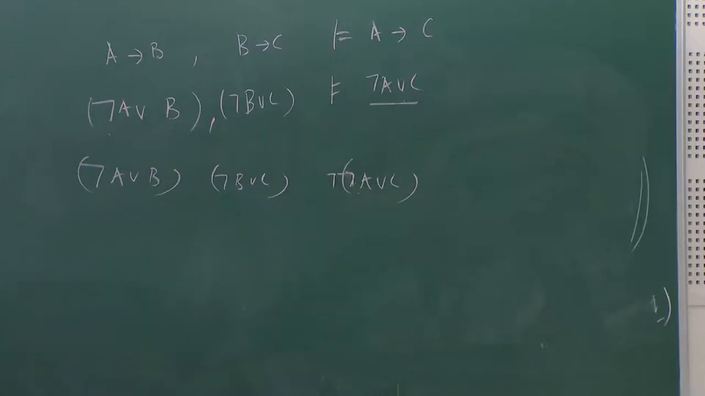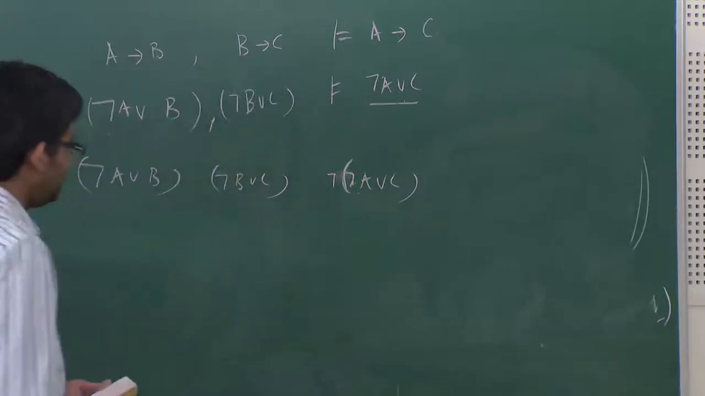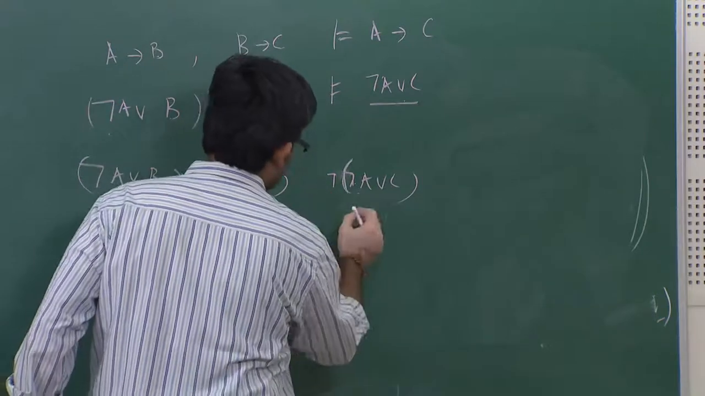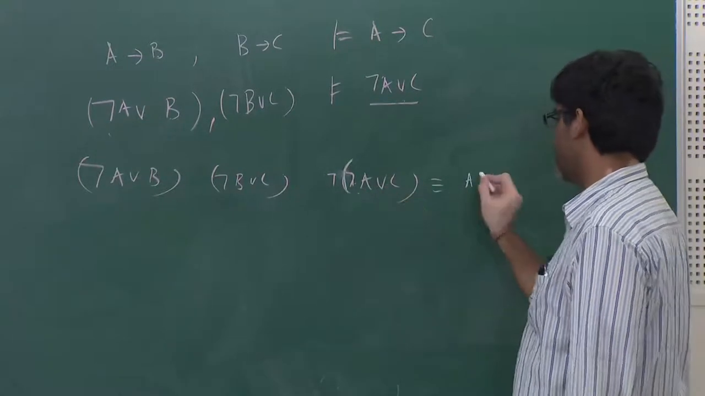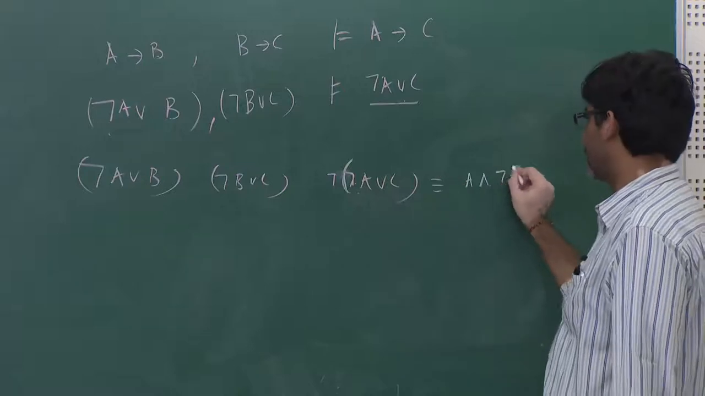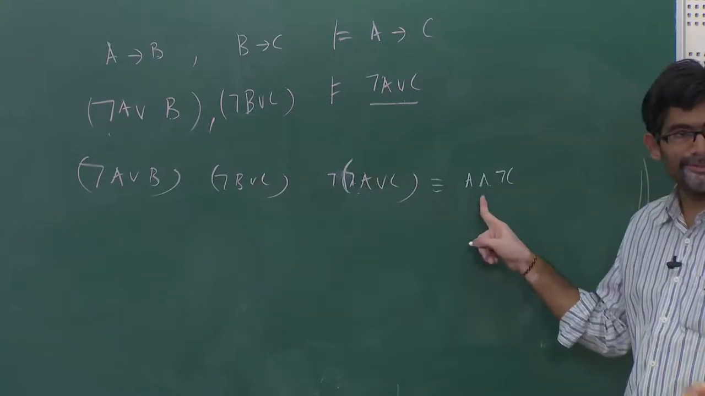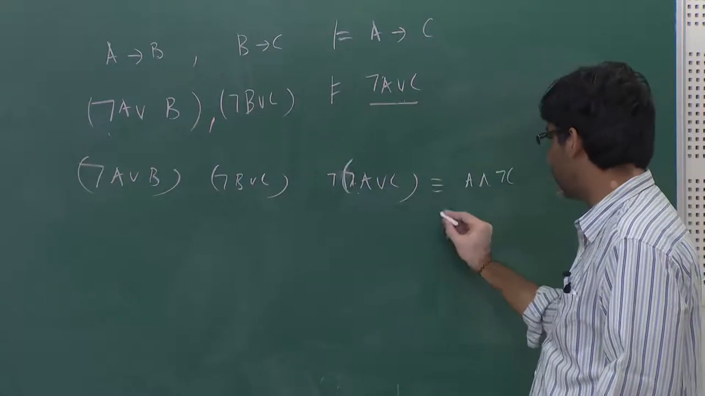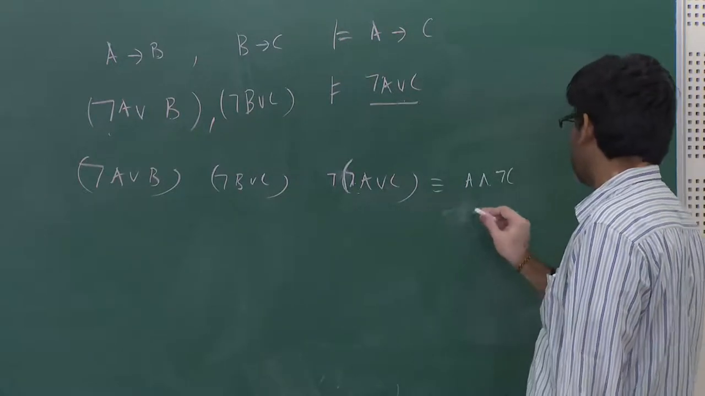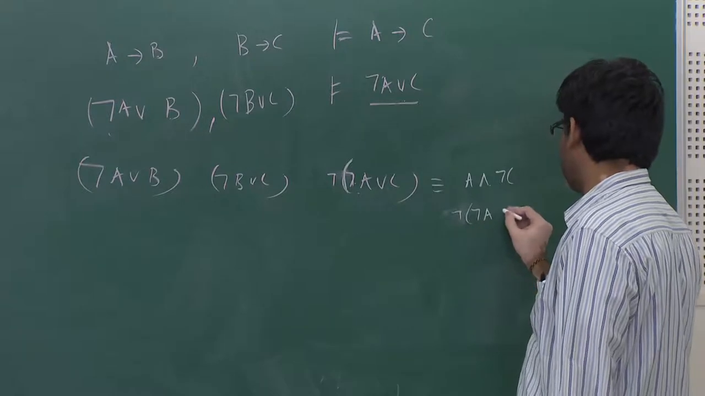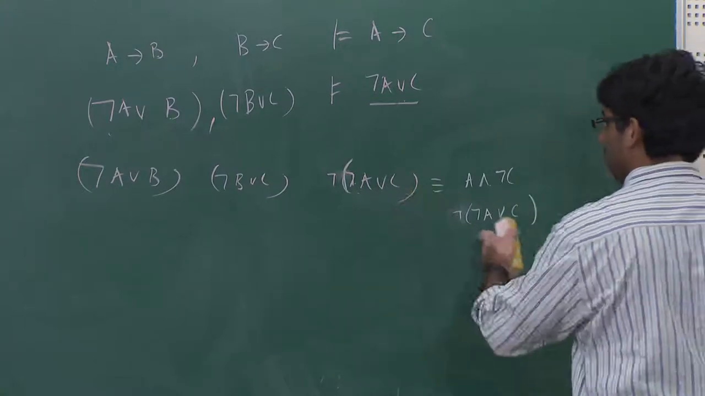Now we need to apply the resolution principle on this. You have to change it a little bit. So this is nothing but A, since not not A is A, and negation of disjunction is conjunction, and this will become not C. Negation of C means negation of C only. Now this is not in a proper disjunction form, so somehow you need to use De Morgan's laws and convert it into the corresponding form. So this is negation of not A or C. Of course, this is the same as this.